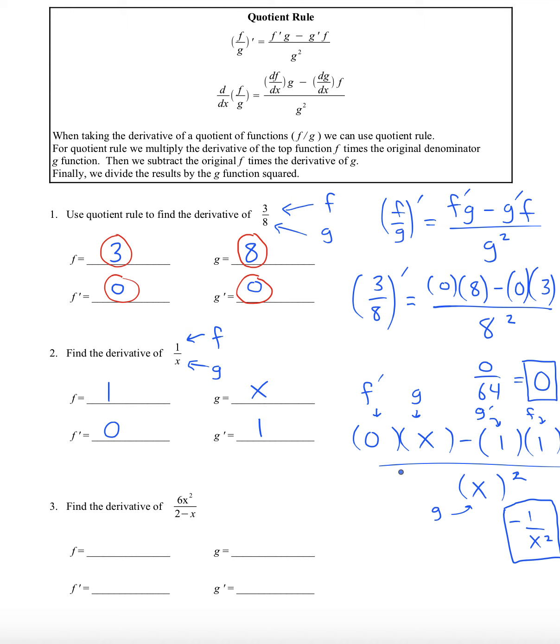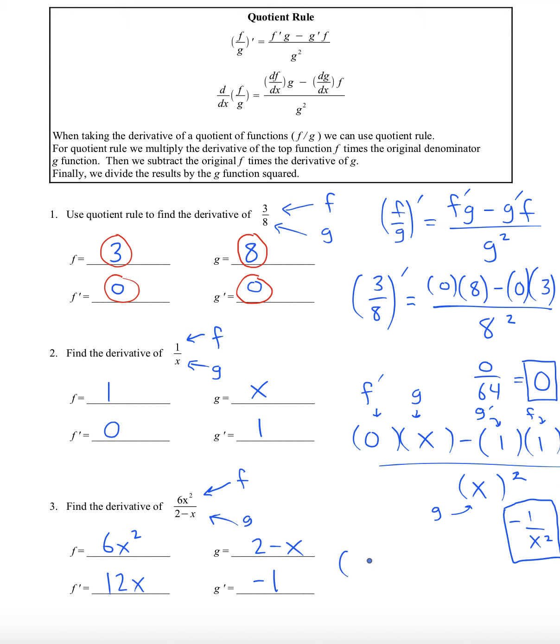All right, lastly, let's try one where the quotient rule would really be appropriate to use. It'd be tough to solve this in other methods, so let's let f be the numerator function, 6x squared, and as you can see, this time it is a function of x. G can be a function of x as well, 2 minus x. Let's get the derivatives here in advance before we plug it in. Okay, now we're ready to plug it in.